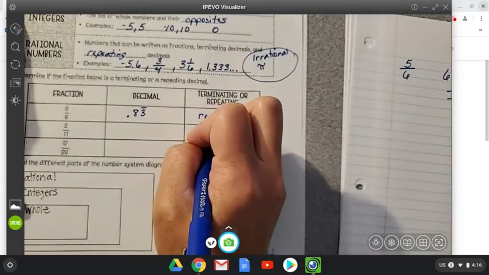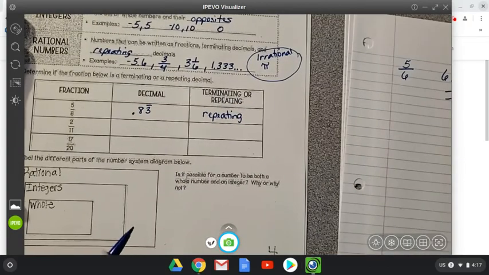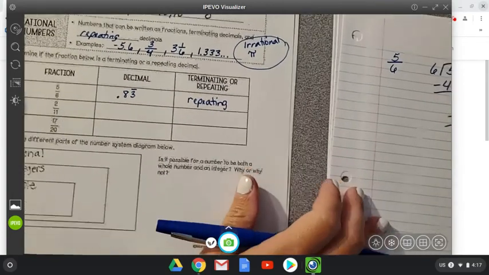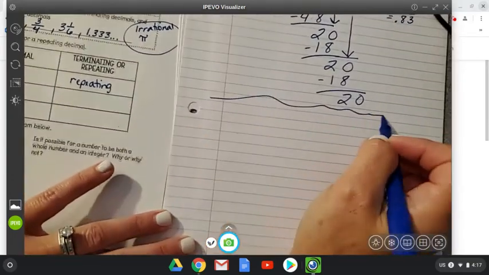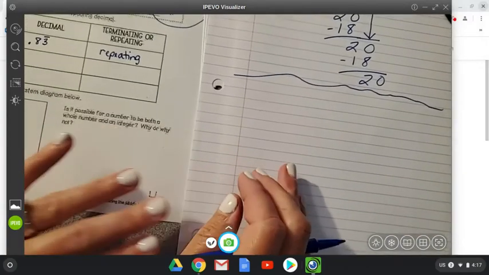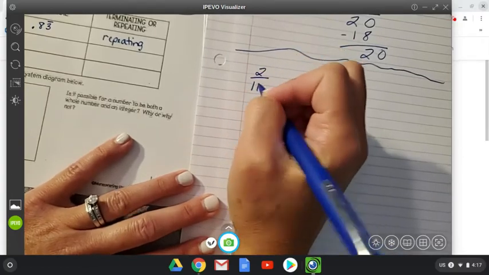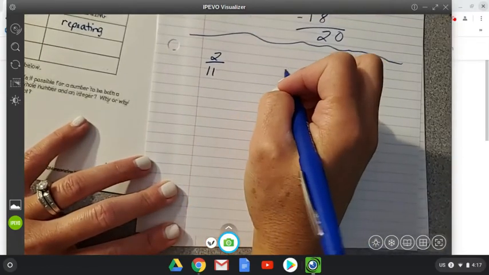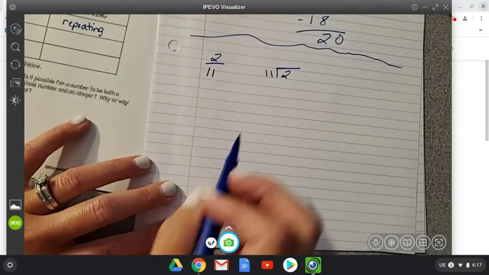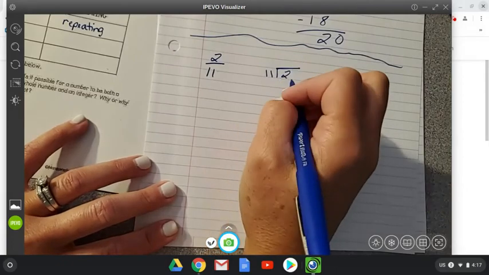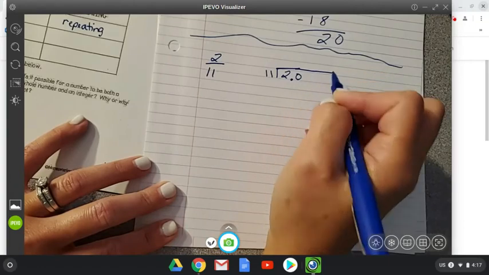And this is a repeating decimal. All right, I'll do the next one with you, and then I'm going to have you guys do that last one. The next one is 2 over 11, and we're going to write that as 2 divided by 11. And 11 doesn't go into 2, so we have to add a decimal and a 0. Go ahead and do that.